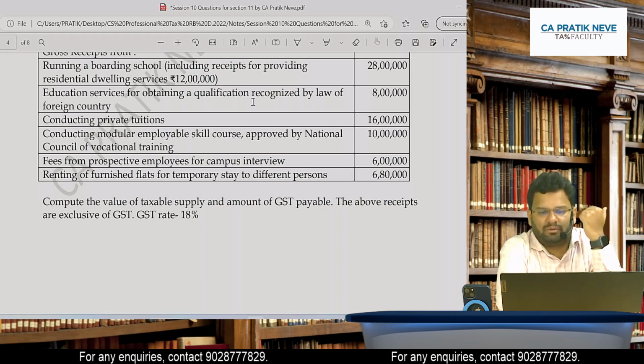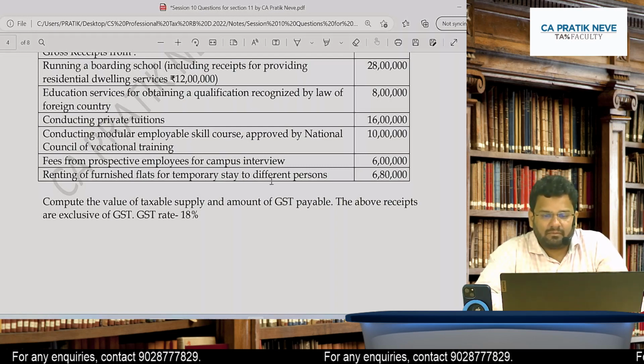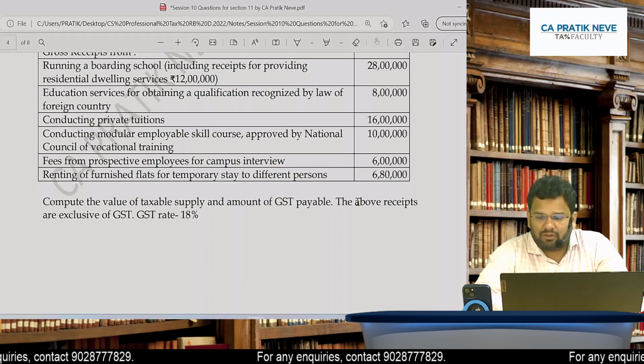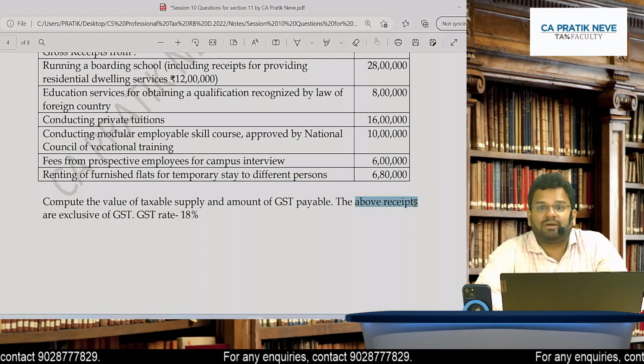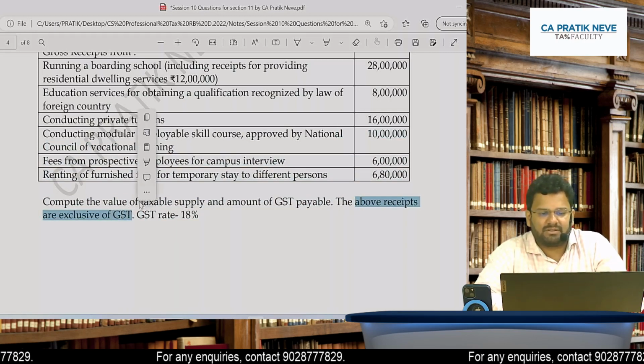So find out what is the assessable value given the above receipts. Always check, for this sentence, how the figures are given in the question, so they are exclusive of GST.